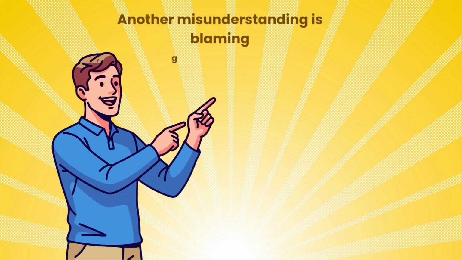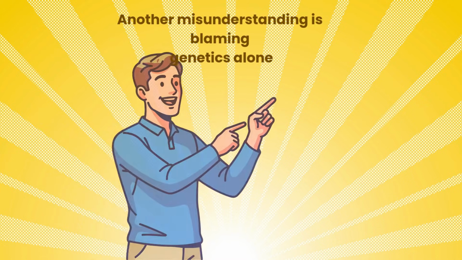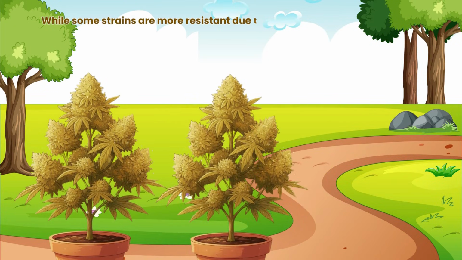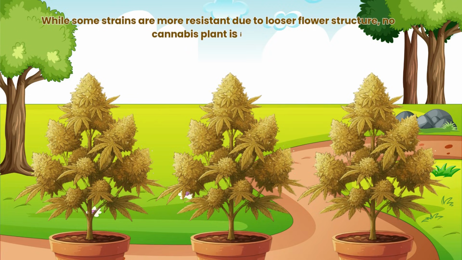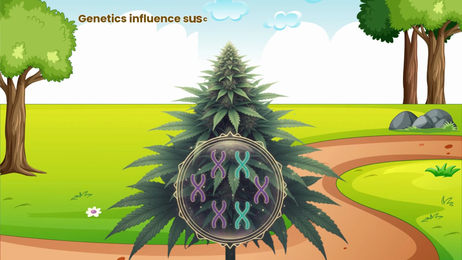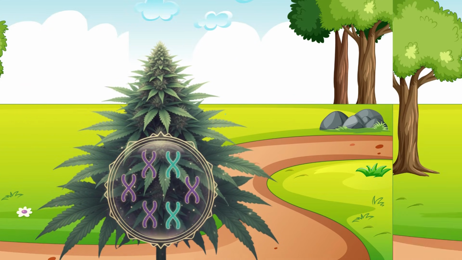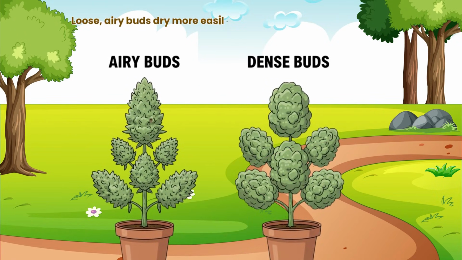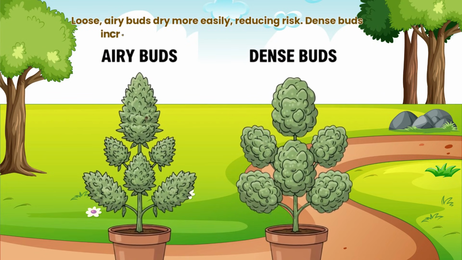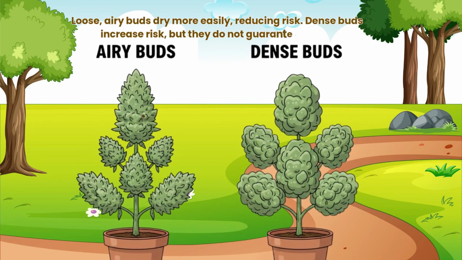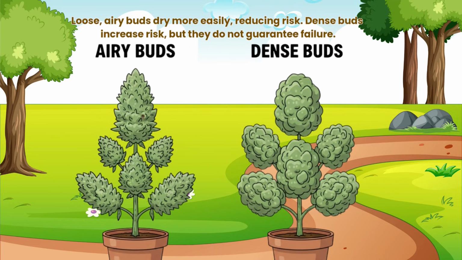Another misunderstanding is blaming genetics alone. While some strains are more resistant due to looser flower structure, no cannabis plant is immune. Genetics influence susceptibility, not inevitability. Loose, airy buds dry more easily, reducing risk. Dense buds increase risk, but they do not guarantee failure.